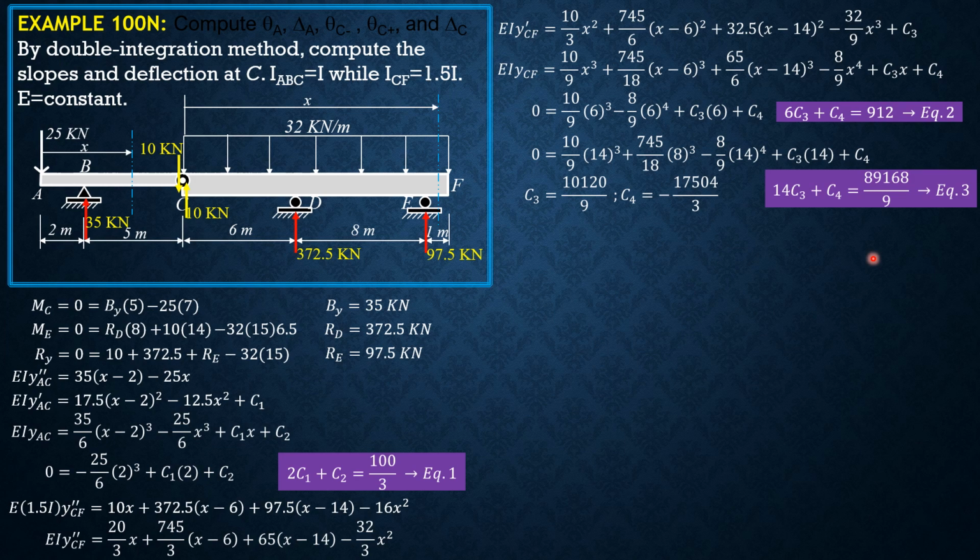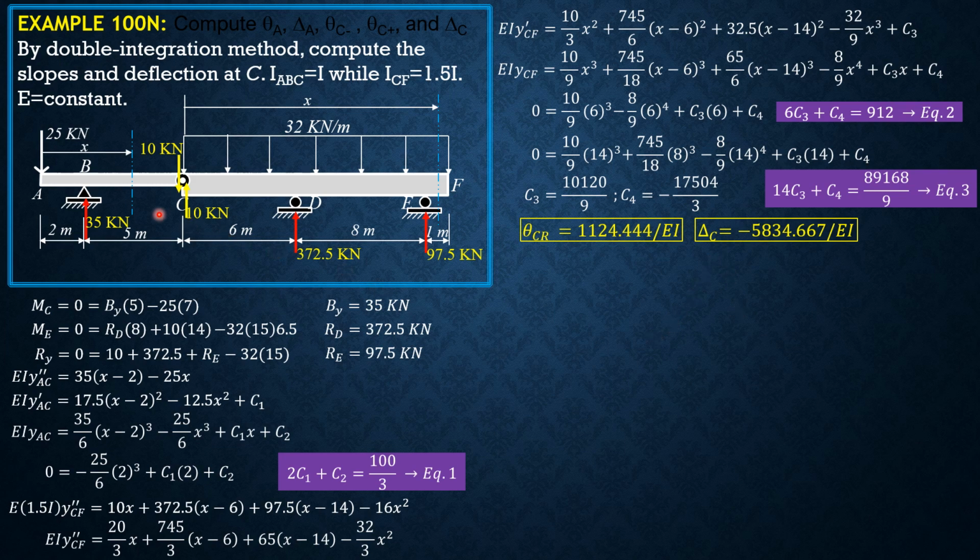So solving these two equations simultaneously, we have C sub 3 equals 10120 over 9, and C sub 4 is negative 17504 over 3. So expressing 10120 over 9 divided by EI, that's the slope at C just to the right. So theta C just to the right, that's the decimal equivalent of 10120 over 9 over EI, which is 1124.444 over EI. While the deflection at C is the decimal equivalent of this, negative 5834.667 over EI.